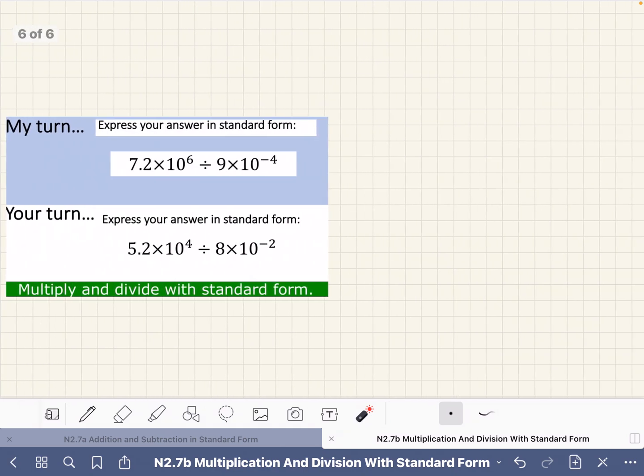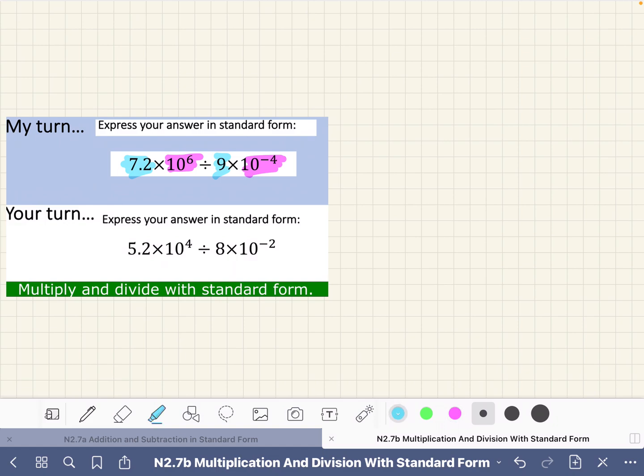Let's try a different example. 7.2 multiplied by 10 to the power of 6 divided by 9 times 10 to the power of minus 4. In this example, when we look at the values here of 7.2 divided by 9, you may want to do a bus stop to do your division. This works in exactly the same way, but remember you have a double negative situation, so we will write that out in a little bit of a longer way.